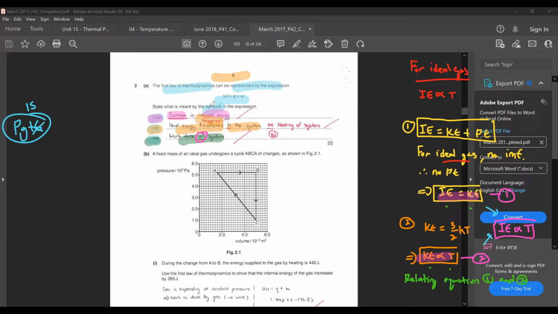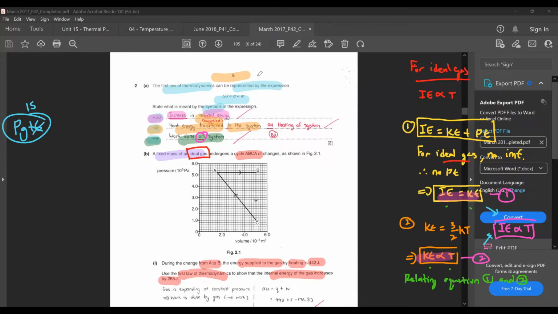Okay, now part B. Part B is asking you about a fixed mass of ideal gas. You see again, they mentioned to you that this is an ideal gas. So a lot of times, try to search whether this keyword is there. Okay, so a fixed mass of ideal gas undergoes a cycle ABCA of changes as shown in this figure. During the change from A to B, energy supplied to the gas by heating is 442 joules. Use the first law of thermodynamics to show that the internal energy of the gas increases by 265 joules.